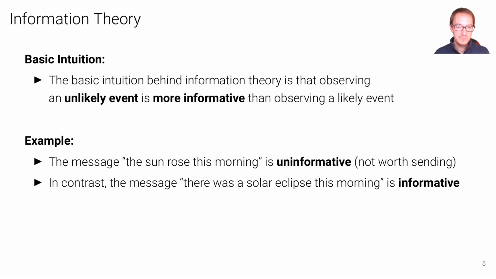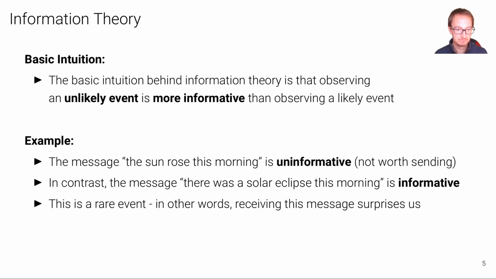In contrast, the message, "There was a solar eclipse this morning," is very informative. It's actually rather rare that a solar eclipse happens. And so if you tell me there was a solar eclipse, then this is quite informative to me. This is the basic intuition. Unlikely events such as the solar eclipse contain more information than very, very likely or extremely likely events such as the sun rises every morning.